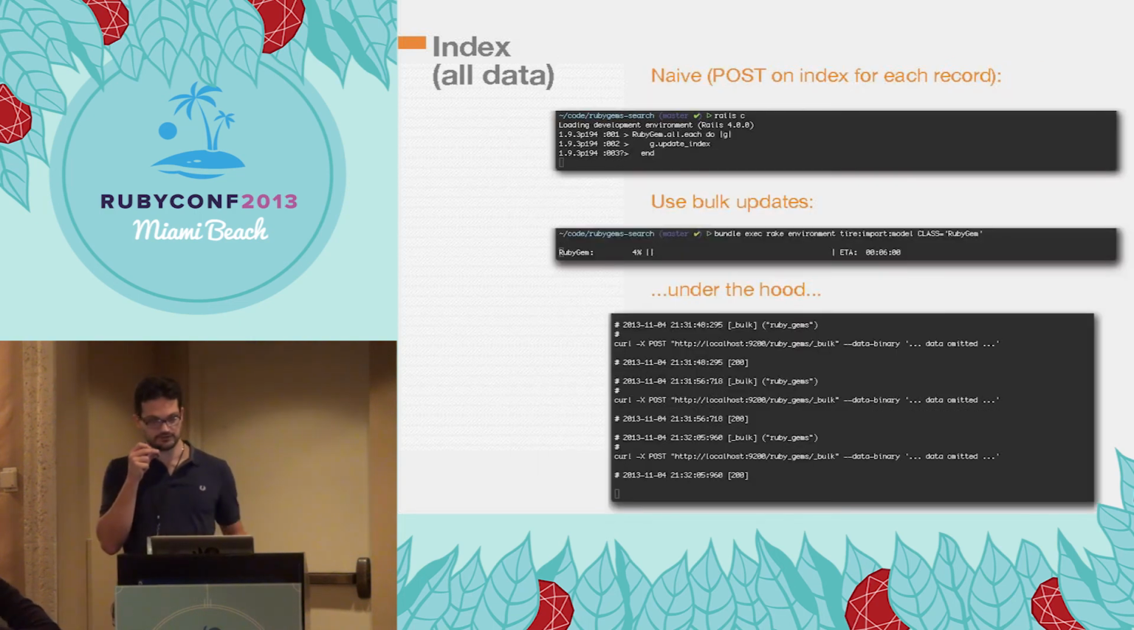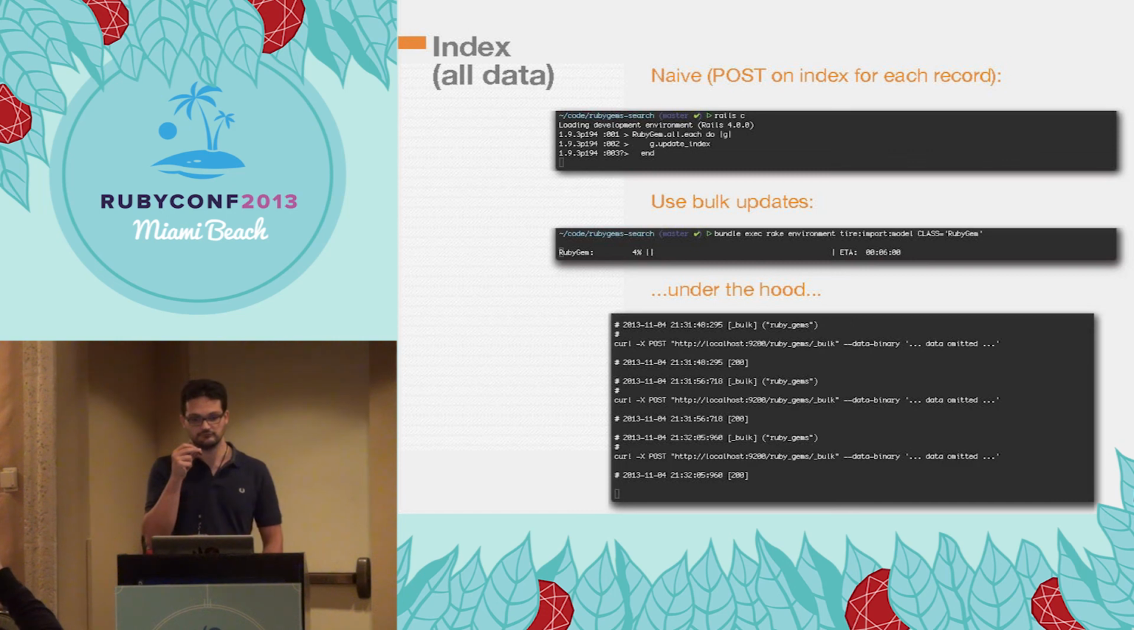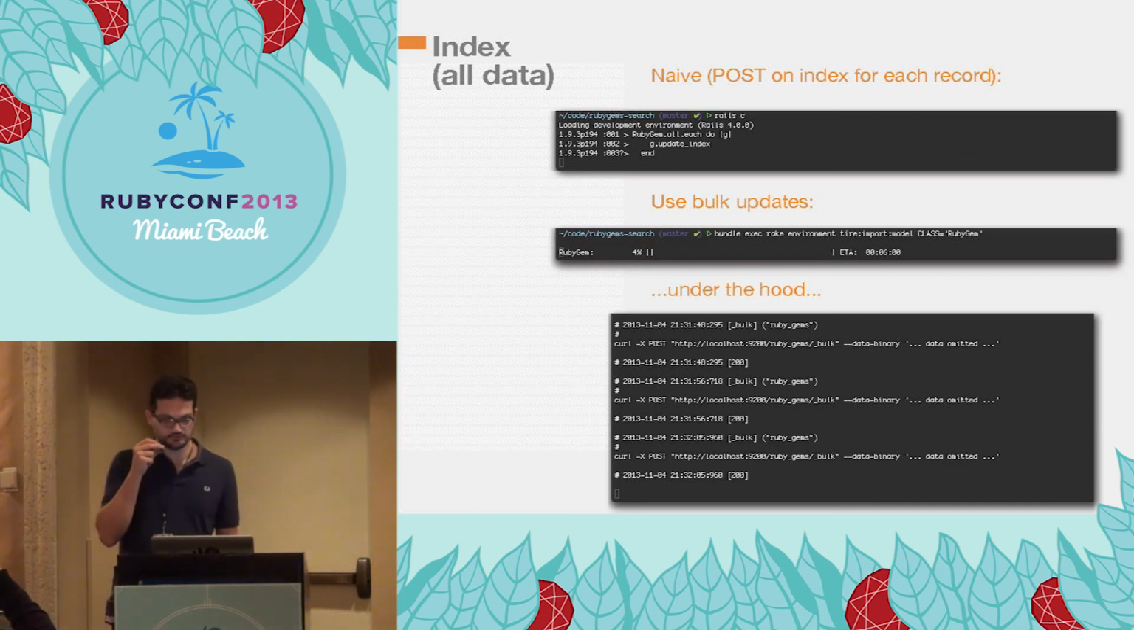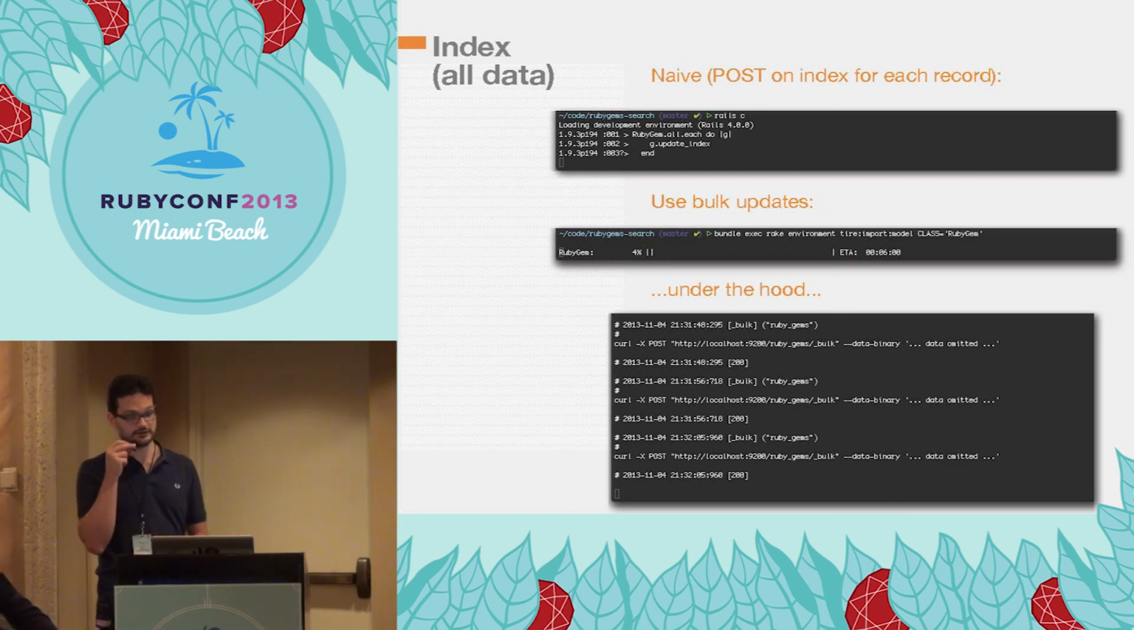We have to replicate this for all the data that we have available. The naive way would be, let's iterate through every record that we have in the database. Let's call update_index and we're done. It works, in particular in development mode. The way it works is to execute one single POST for each single record.